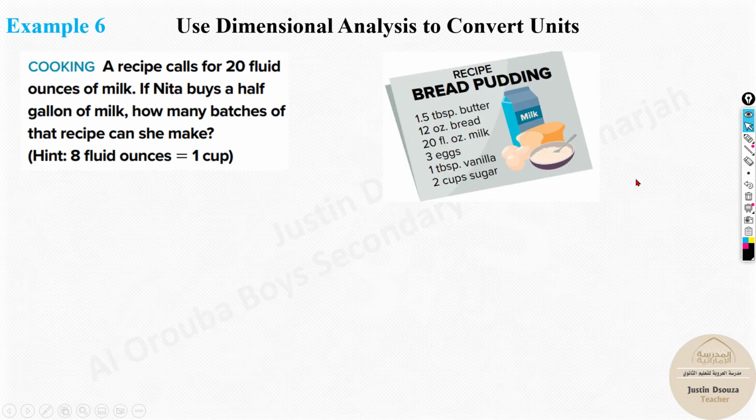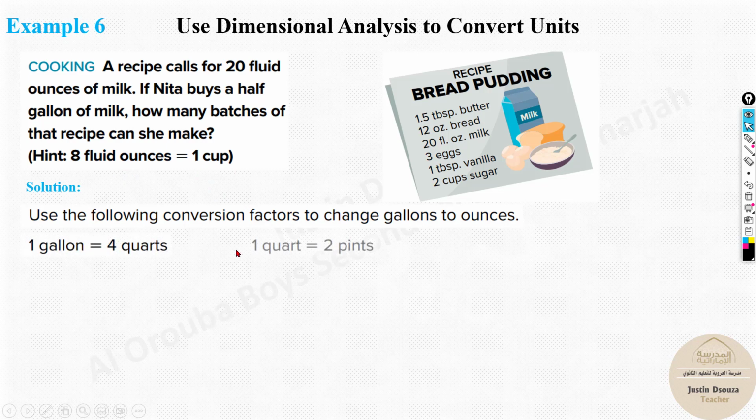Now here we have one more problem. A recipe calls for 20 fluid ounces of milk. If Neeta buys a half gallon of milk, how many batches of that recipe can she make? Now here you need 20 fluid ounces of milk, and 8 fluid ounces is given as 1 cup. These are a few conversion factors. 1 gallon is 4 quarts, 1 quart is 2 pints, 1 pint is 2 cups, and 1 cup is 8 ounces.